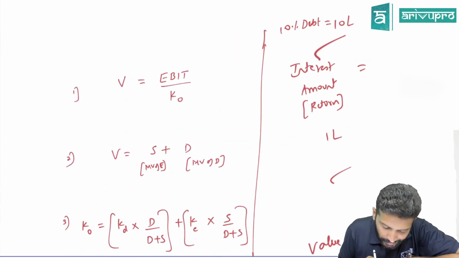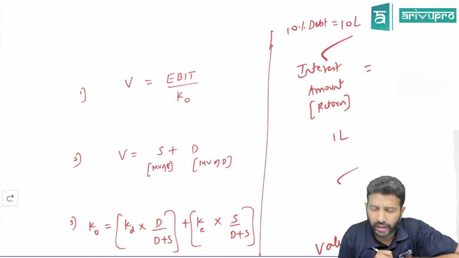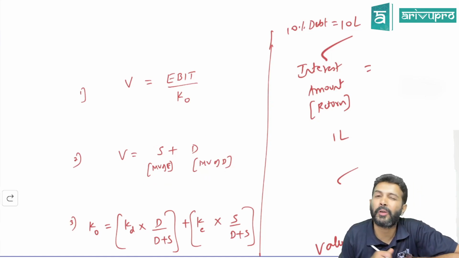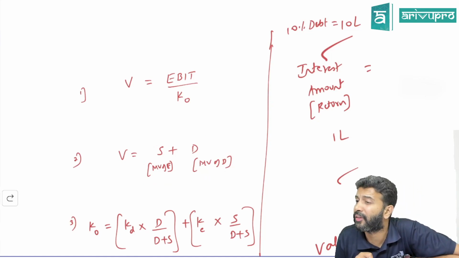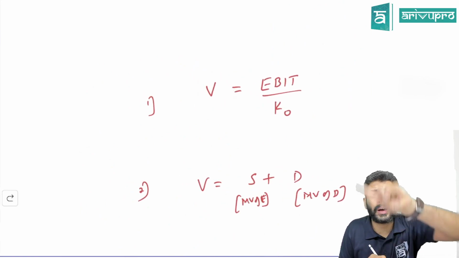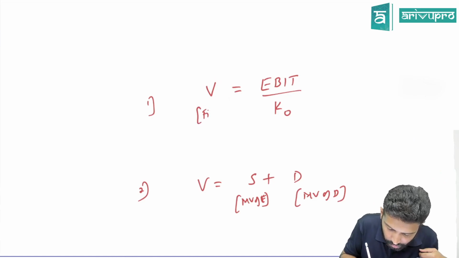Sir, how did you get the value of the firm, sir? EBIT divided by K. And you wrote value of the firm as what? S plus D. That is nothing but market value of equity plus market value of debt. This V here stands for the value of the firm.